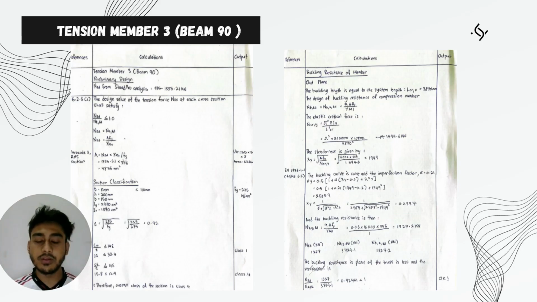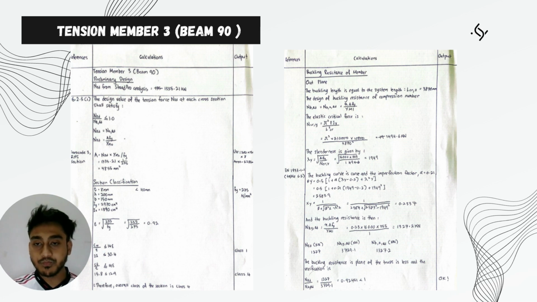Next I will explain a little bit about my calculation in tension member 3 for beam 90. So we get the NED from StatPro analysis, which is 1335.21 kilonewton, and the design value of the tension force NED at each cross section shall satisfy.